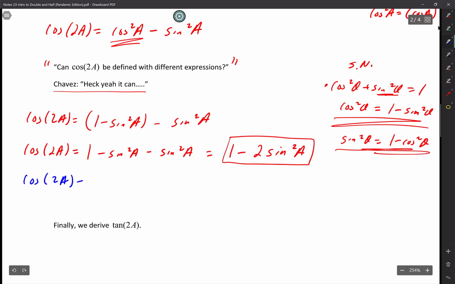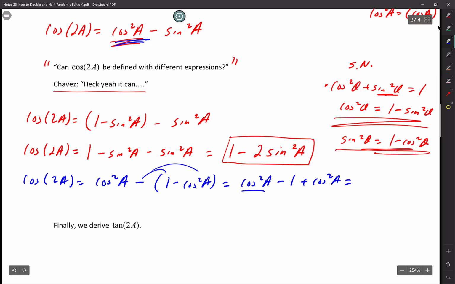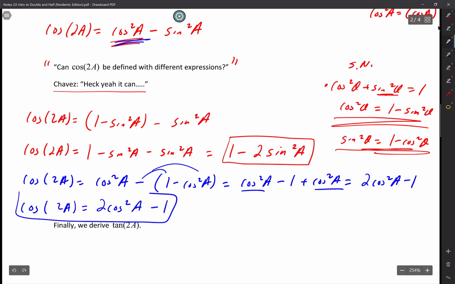Cosine 2a equals, so here's the cosine squared from the original, minus, and then parentheses, 1 minus cosine squared a. This time distribute the negative there. So you have cosine squared a minus 1 plus cosine squared a. Now you have 2 of these cosine squared a, so you can rewrite this as 2 cosine squared a minus 1. I can see you guys writing extremely fast, so I'm going to slow down after this. There is my other equation.